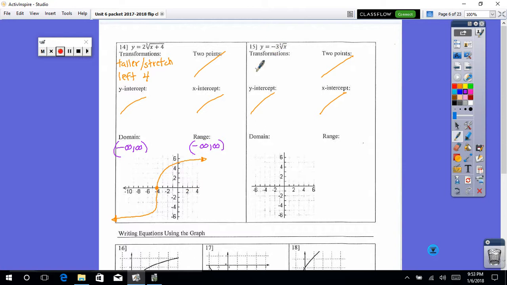This one has -3 in the front. So it flips and it stretches. Remember, in order to flip the cubed root, instead of starting low and ending high, we're going to start high and end low.